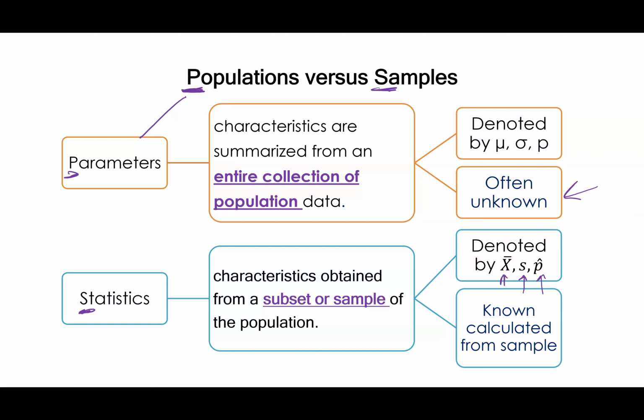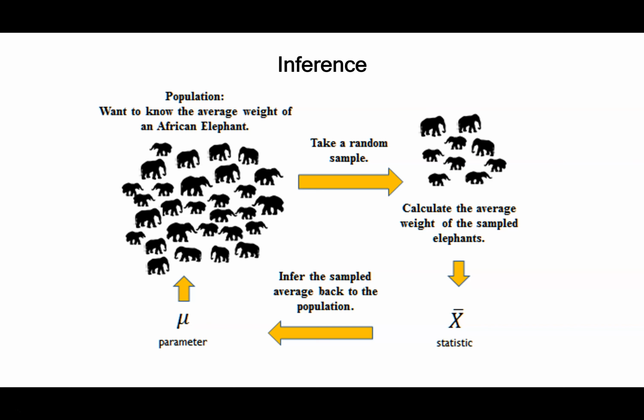So inference, which is really the main goal of statistics. You want to make a statement about the population, ideally not actually having to collect the entire population information. Ideally, if you do it correctly, you can take sample information and make a statement about the population.